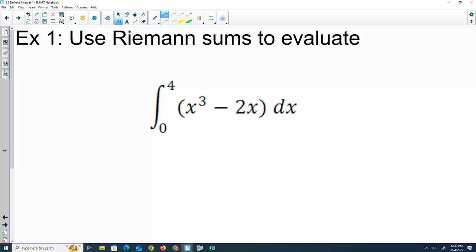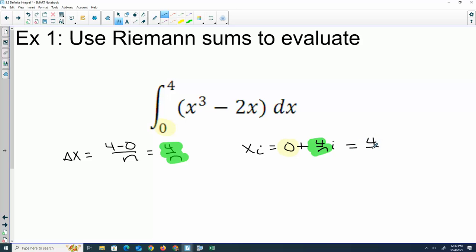So if I ask you to use those sums to evaluate this integral, I need my change in x. Right. Ending minus beginning divided by n, so it's 4 over n. x sub i is always the starting point, so 0, plus you're counting by 4 over n, so plus the change in x, so 4 over n times i. And that just turns into 4 over n i.